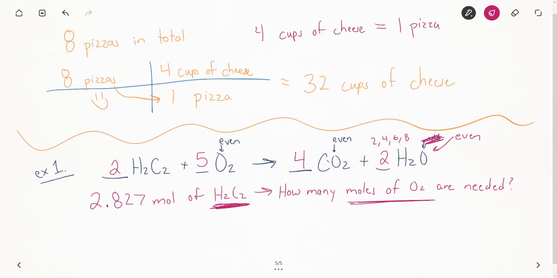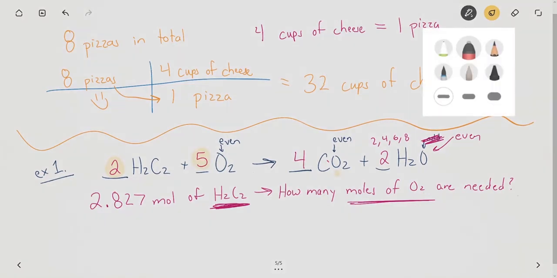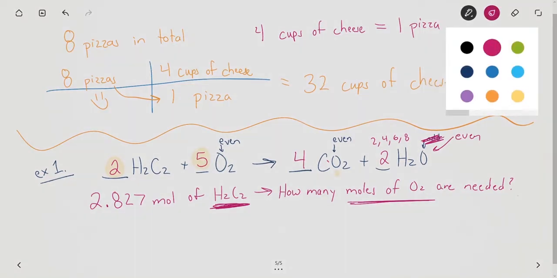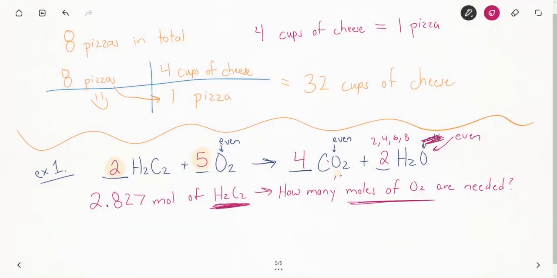So the number that we're going to look at is this 2 here and this 5 here. This is going to help us establish our mole-to-mole ratio. So really what this equation says is that 2 moles of H2C2 will react with 5 moles of oxygen to produce 4 moles of CO2 plus 2 moles of H2O. Well, we don't have exactly 2 moles of the acetylene. We have 2.827 moles, so I know that I won't have exactly 5 of oxygen, but it'll be somewhere kind of close-ish, kind of in that neighborhood. It won't be a huge number.